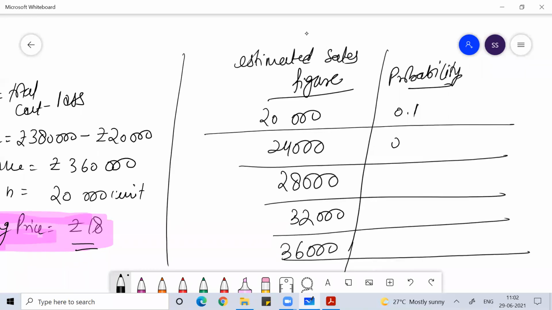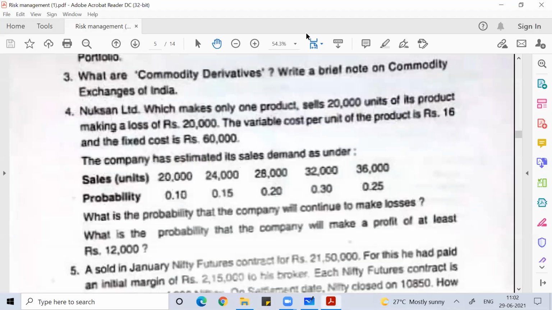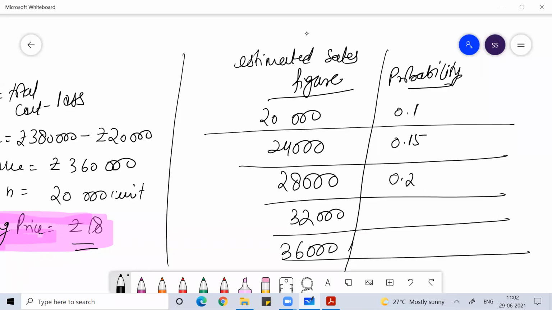The probabilities are 0.1, 0.15, 0.20, 0.3, 0.25. Let me check the total sum of probability: 0.1 plus 0.15 plus 0.20 plus 0.3 plus 0.25 comes to 1. Yes, fine. So the probability figures and the estimated sales figures are given to you. You can understand the probability distribution very well.